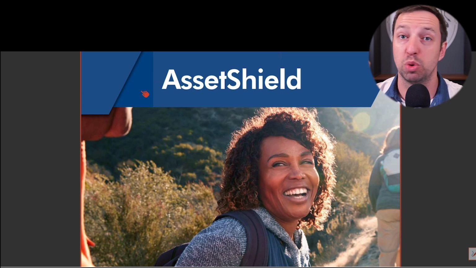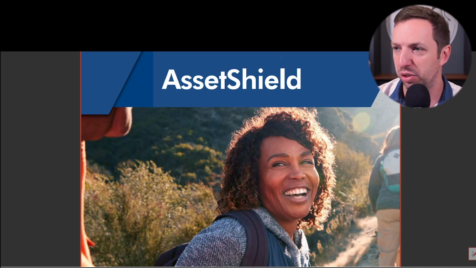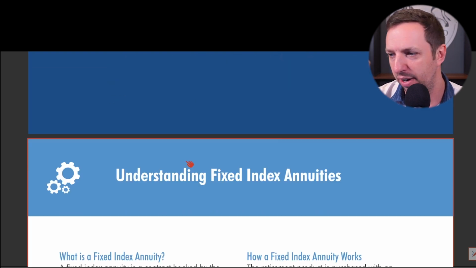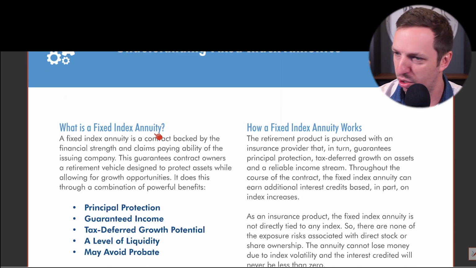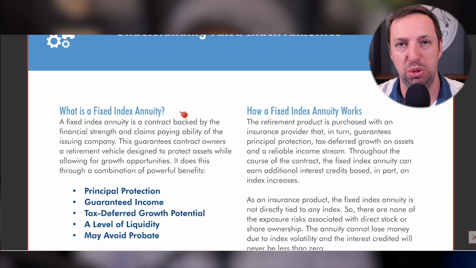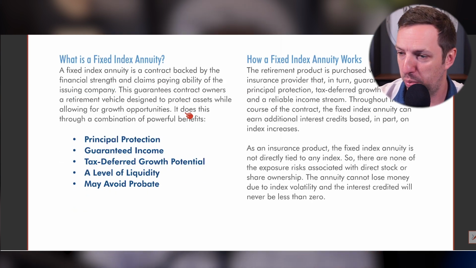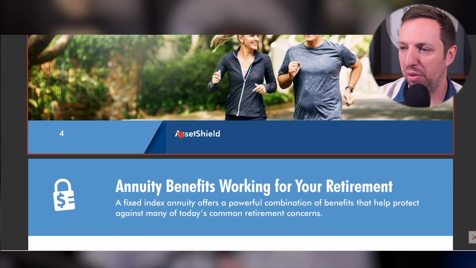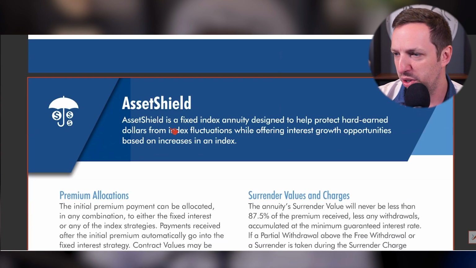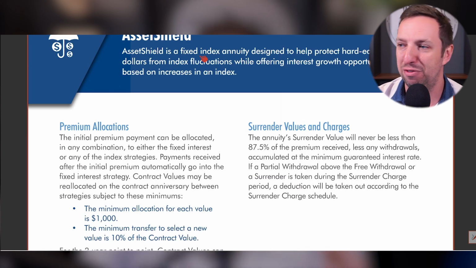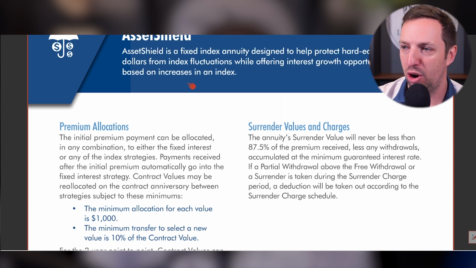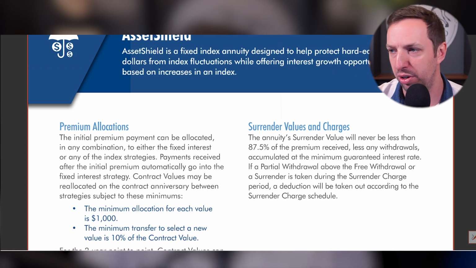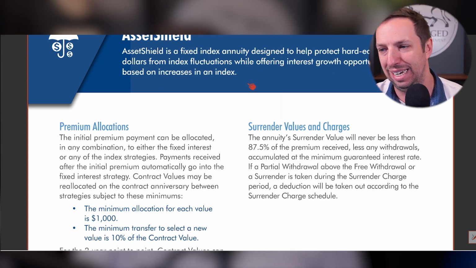I'm going to quickly just run through the brochure here of the Asset Shield 10. This is the American Equity brochure, and I don't want to spend too much time on this other than highlighting what they say about it. So there's good information here on what is a fixed indexed annuity. I'm going to assume that most of you know what it is at this point in time if you're actually watching a product review. But what they say about this particular product is, well, let's just read it. They say, the Asset Shield is a fixed indexed annuity designed to help protect hard-earned dollars from index fluctuations while offering interest growth opportunities based on increases in an index.